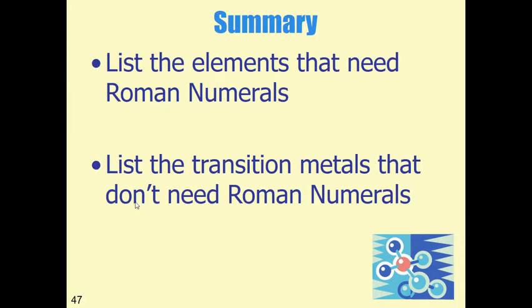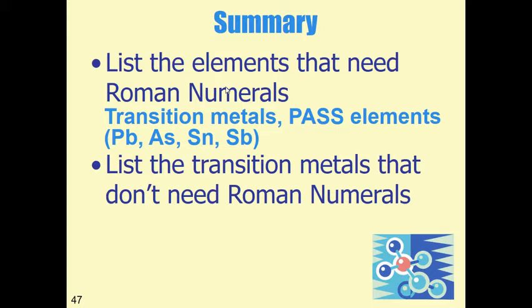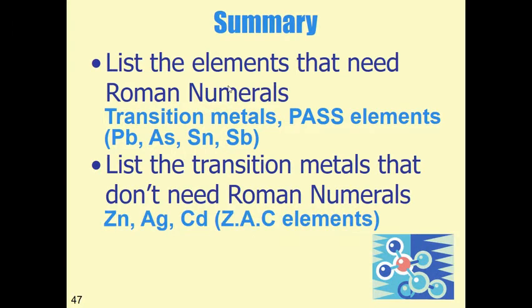So, in summary, the elements that need Roman numerals are the transition metals and your p-block elements. The transition metals that don't need Roman numerals are ZAC, your zinc, your silver, and your cadmium.